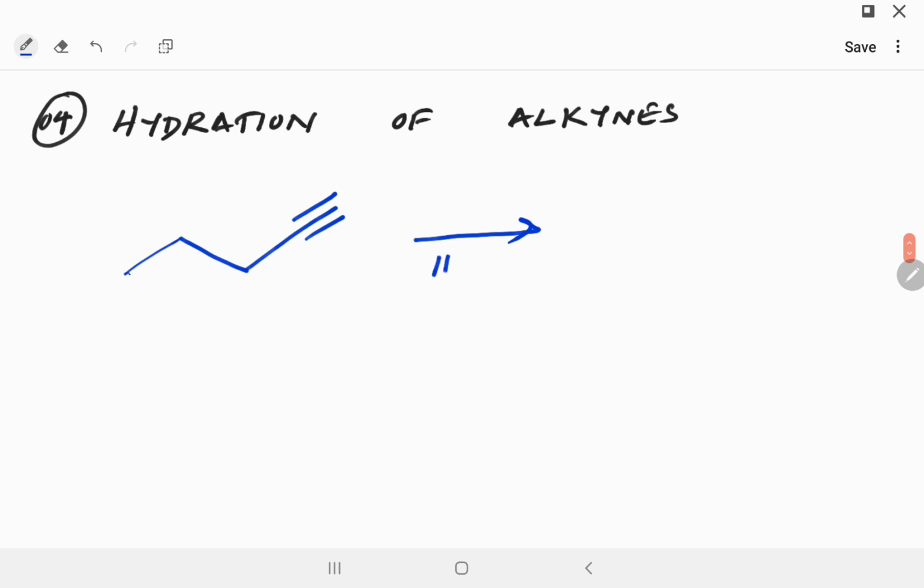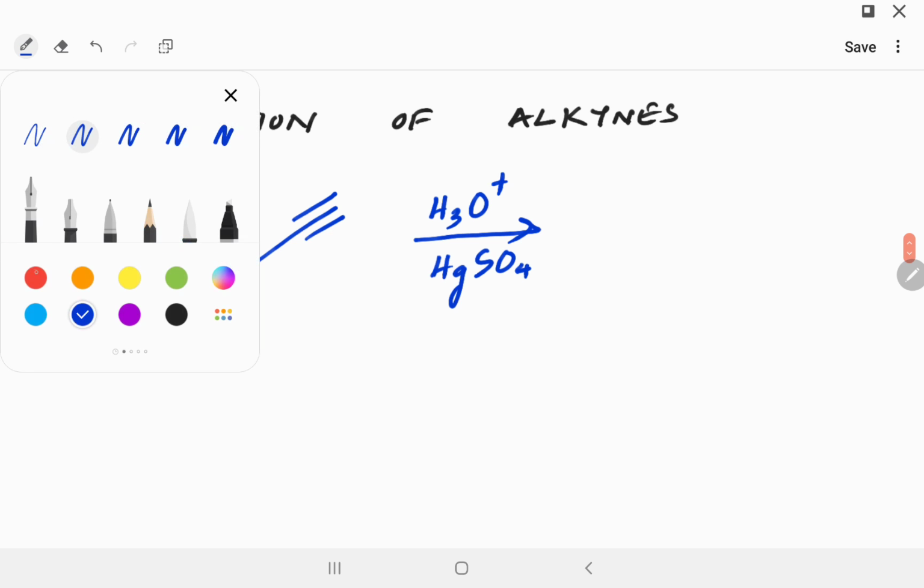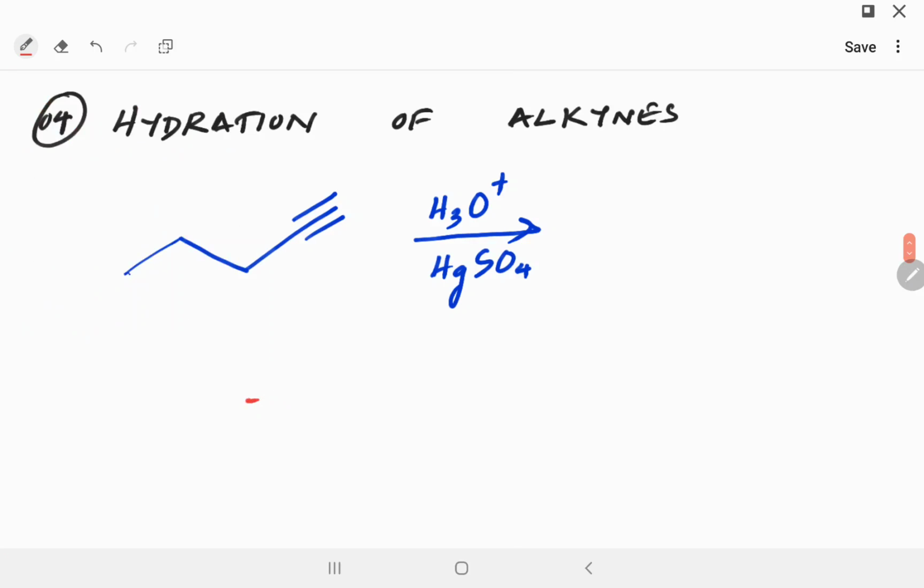So the catalyst that you are going to use is HgSO4. That is your catalyst. And then of course you are going to need some acid, probably sulfuric acid. So this will basically hydrate the alkyne. And this reaction will occur according to Markovnikov rule. So basically regiochemistry happens according to Markovnikov rule.